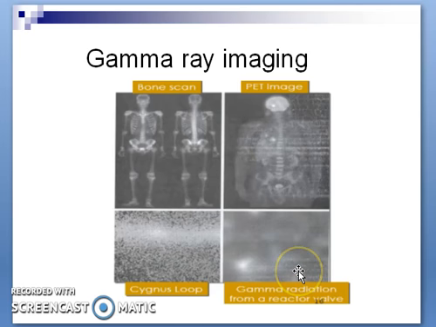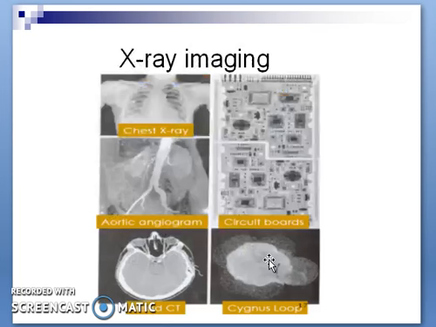This is an example of gamma ray imaging. Now we can see a bone scan, a PET image, and gamma radiation. Then X-ray imaging, in the medical field for chest X-rays, aortic angiogram, and for circuit boards, and so on.